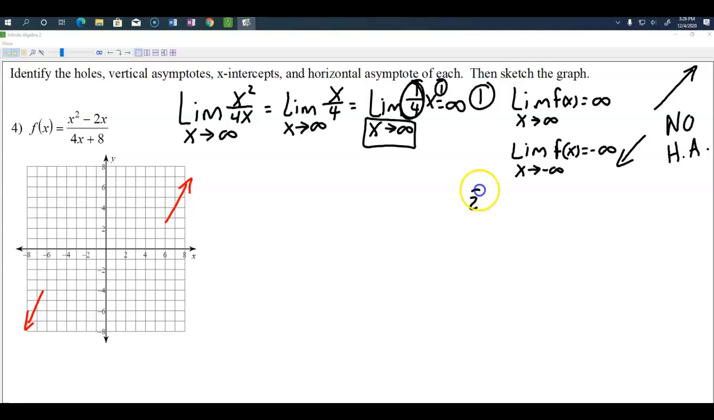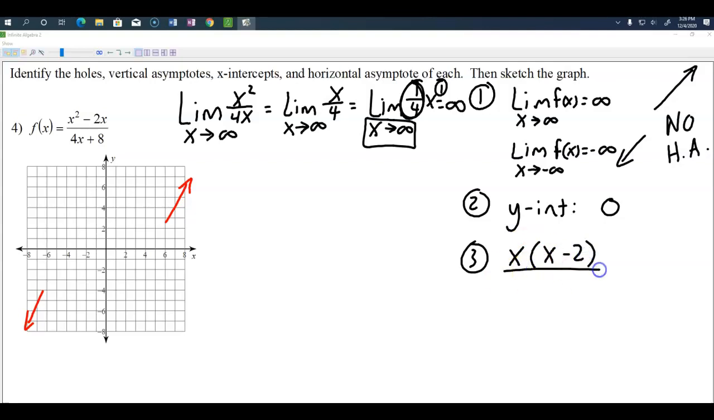So step 2, we want to find our y-intercept. If I plug in 0, I end up with 0 over 8. And so that means that my y-intercept is just 0. Okay. Number 3, we want to factor it. We can take an x out of the numerator. In the bottom, we can take a 4 out. And since there's no factors on the top and bottom that are the same, there are no holes in this function.